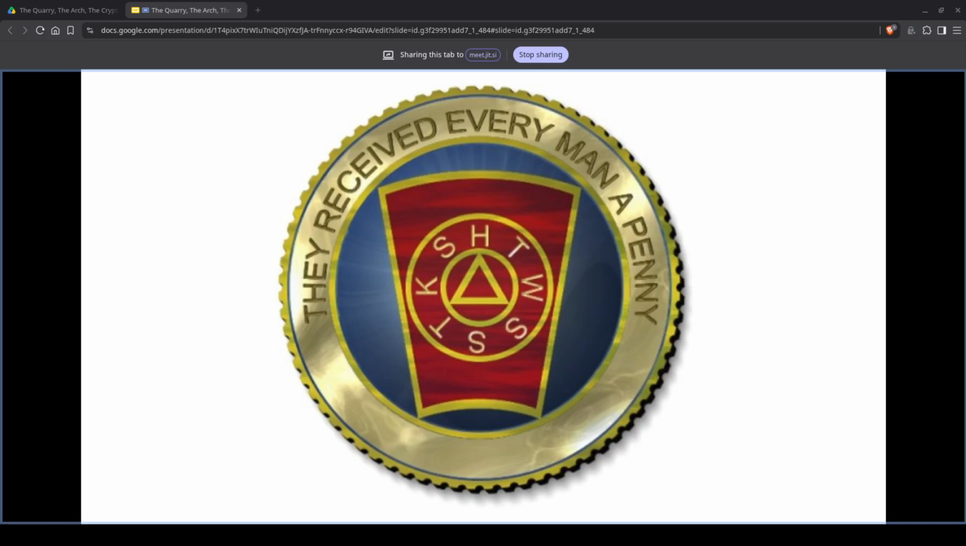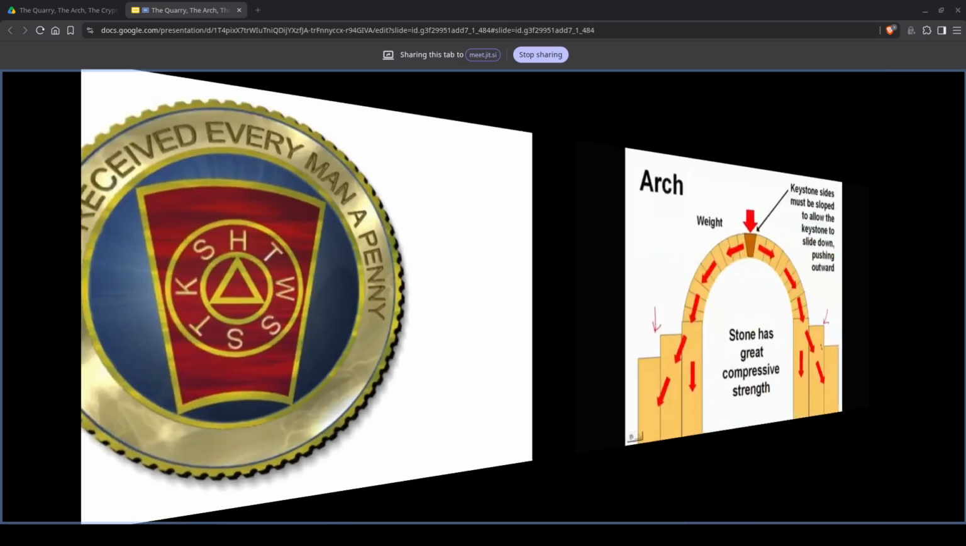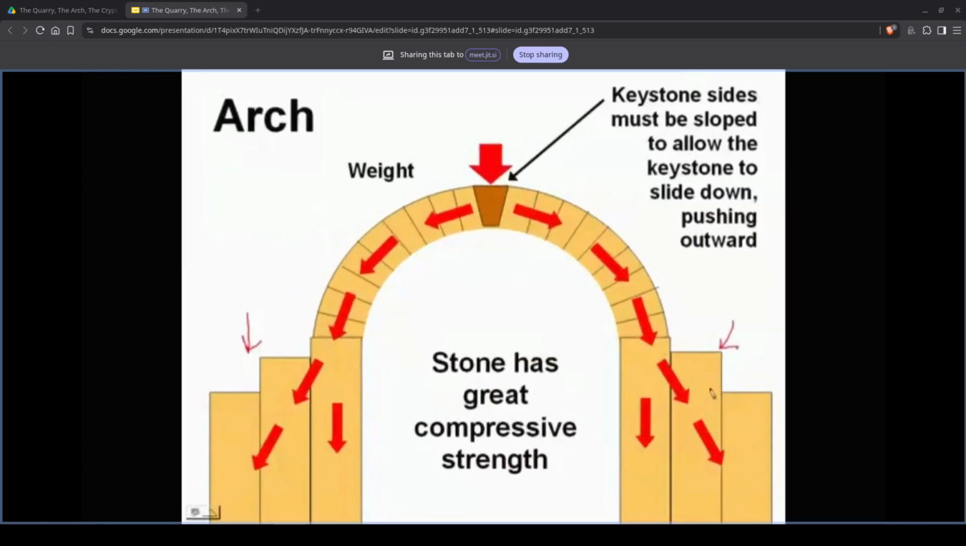They received every man a penny as part of the Royal Arch degree. So the keystone is required to complete the temple, but it also adds strength to the supporting structure. Bear in mind, it isn't going to do anything by itself. You have to do the work first. The supporting structure is the Blue Lodge. The keystone is what holds it all together.